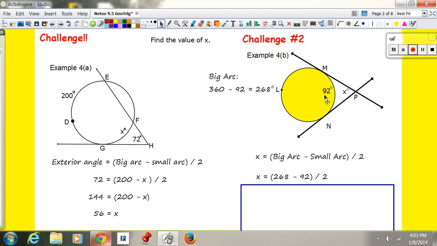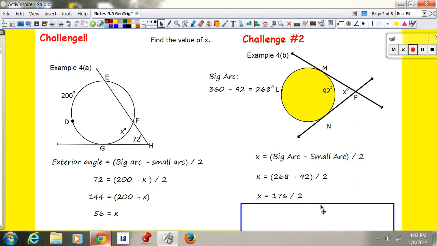268 big arc, 92 is the small arc, divided by 2 equals your angle. 176 divided by 2, and you get an 88 degree angle is what you would have right here. X would be 88, so you'd have 88 degrees. Alright, moving on.